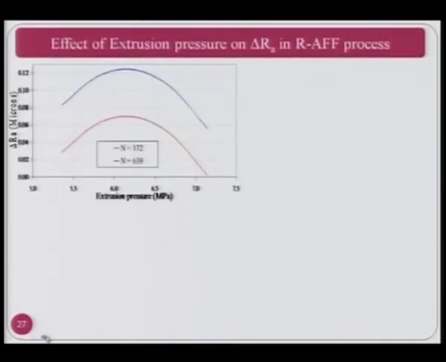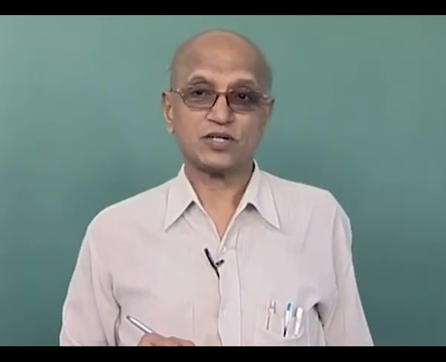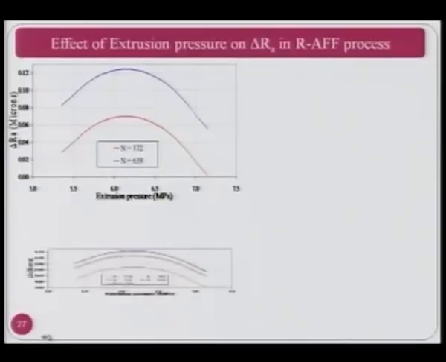Effect of extrusion pressure: you can see delta RA again is affected by the extrusion pressure, and again there is an optimum value of extrusion pressure beyond which, if you increase it, delta RA starts decreasing. As was explained earlier also, deep indentation leads to lower improvement in surface finish, and sometimes it may even lead to deterioration of the surface finish if very high extrusion pressure is used.